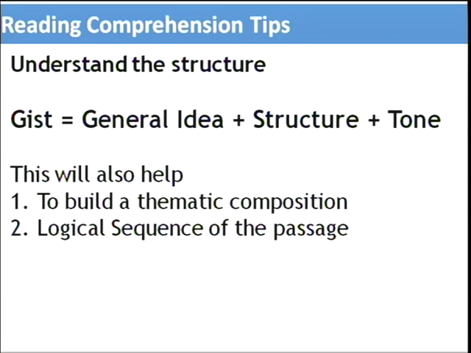In order to understand the gist, please try to identify the general idea, the structure and the tone. When you combine it all together, you will get the gist. This will also help to build a thematic composition and logical sequence of the passage. Please understand, you need not have complete knowledge of the passage that you are reading.